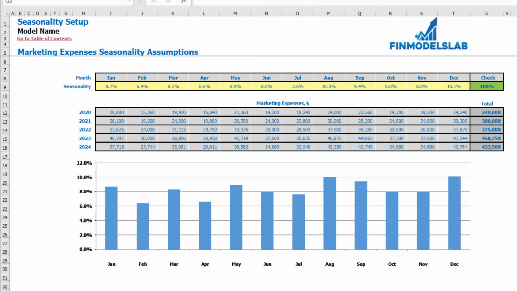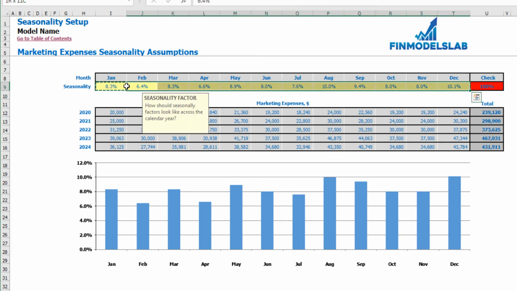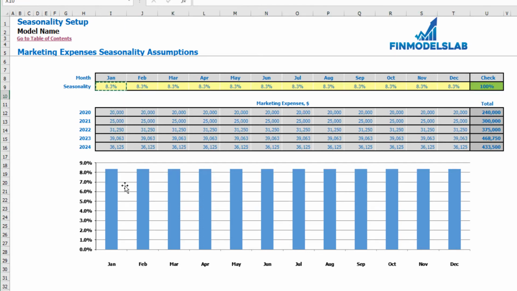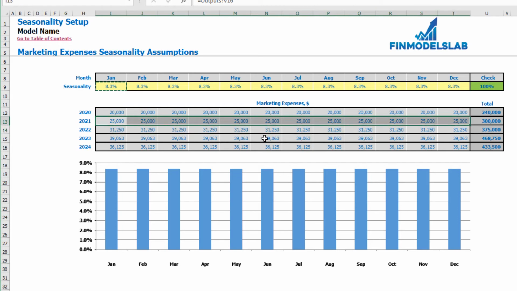On the Seasonality tab, you can input your marketing expenses seasonality assumptions, allocation by months across the year. If you don't need any allocation of marketing expenses, you can just put equals 1 divided by 12 and copy this across all the months, and you will not have any seasonality across the year. It means that across all the months your marketing expenses will be equal by year.